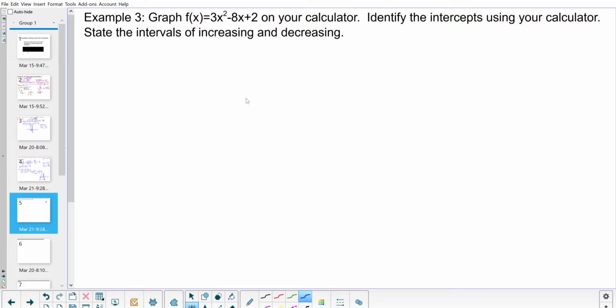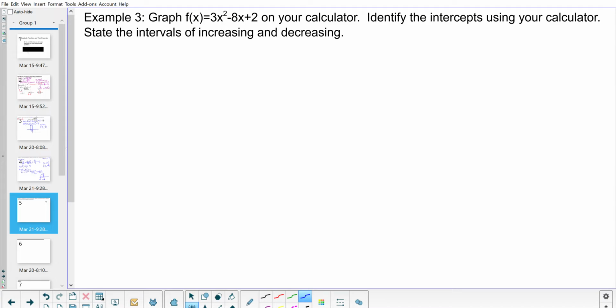Okay, example 3 asks you to use your calculator. So pause the video and get 3x squared minus 8x plus 2 into your calculator. Okay, so then it says to identify the intercepts using your calculator. So if you look at your calculator, I want you to notice how those intercepts don't look like they're right at a number on the grid.